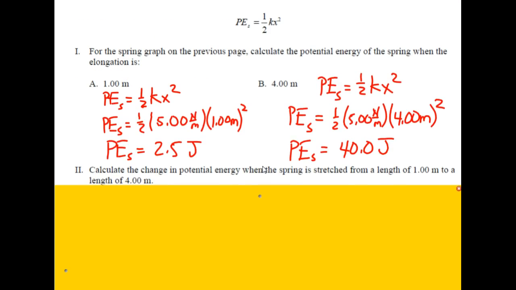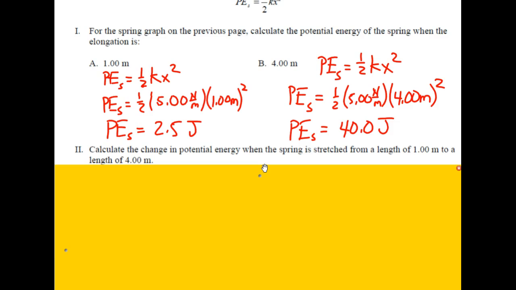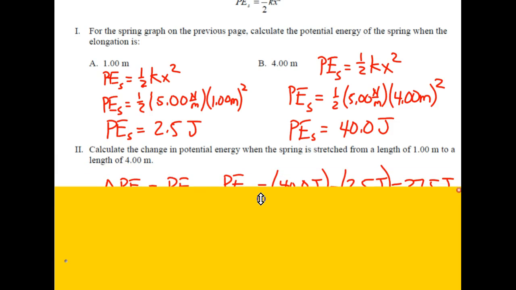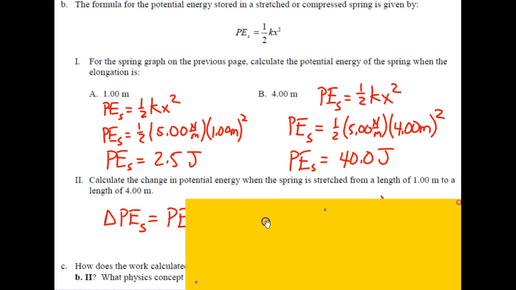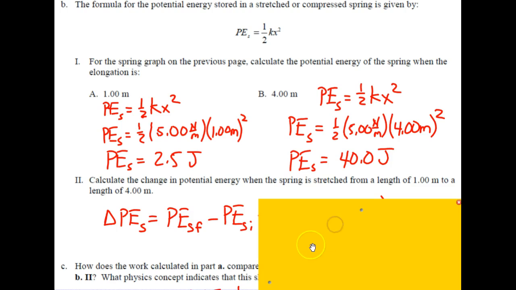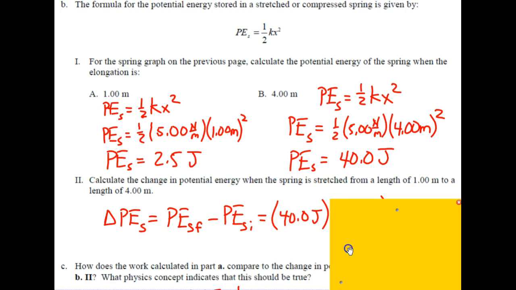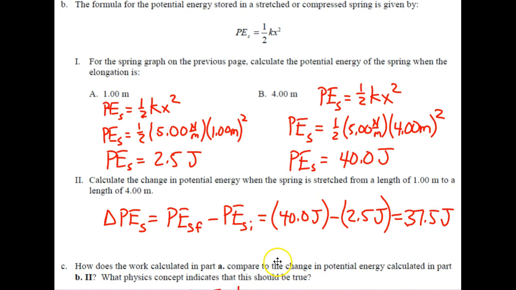Part B2 here. Calculate the change in potential energy when the spring is stretched from a length of 1 meter to a length of 4 meters. Well, a change is final minus initial. So delta PES equals PES final minus PES initial. Well, our final PES was 40 joules, the stretch at 4 meters. Our initial elastic potential energy is 2.5 joules, the stretch at 1 meter. Subtracting the two, we get an answer of 37.5 joules.